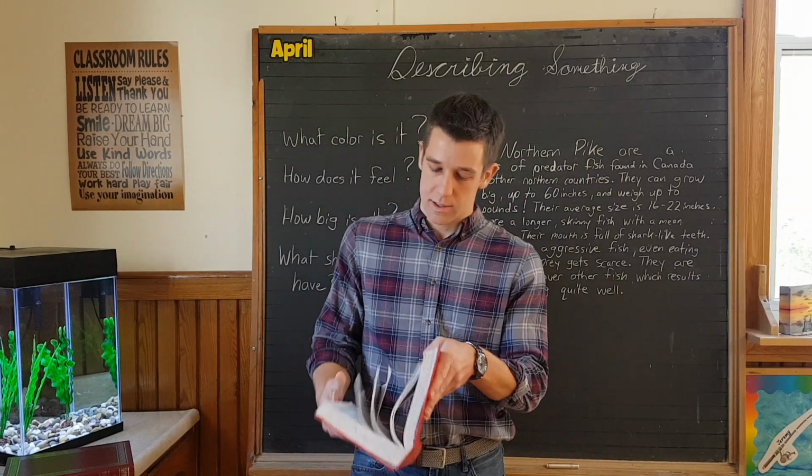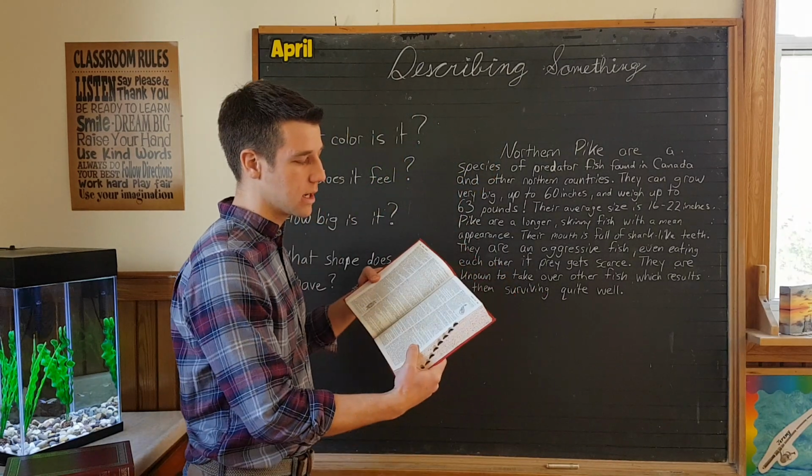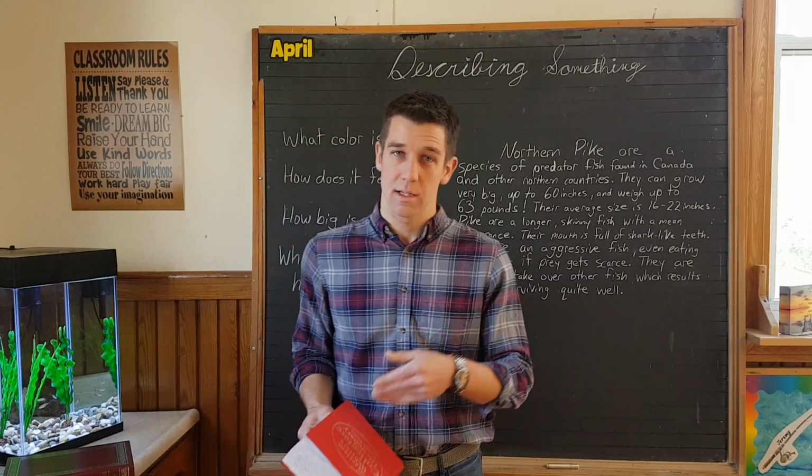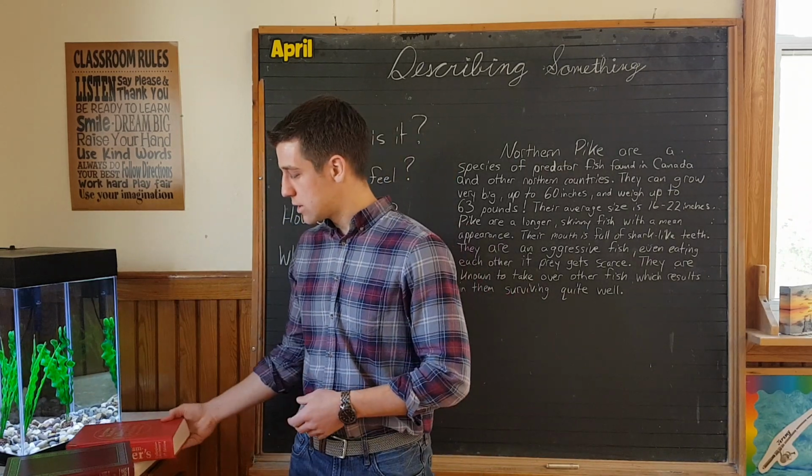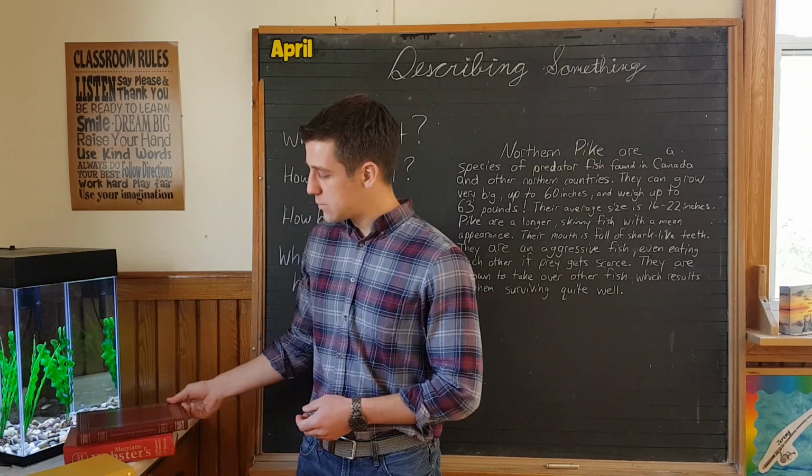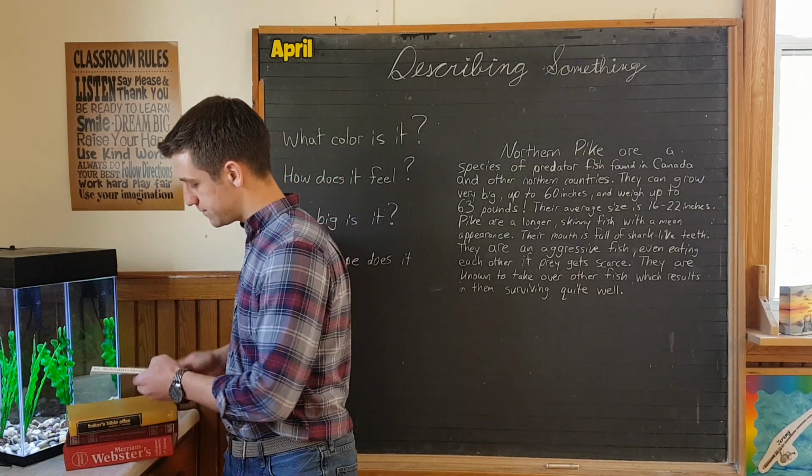You can look up the word. You might have a word you don't know what it means. You can look it up in here and it tells you what it means, what it is. It's kind of like a description. It's describing something. So that's what reference books are, and that's why we use them, to learn things, right?